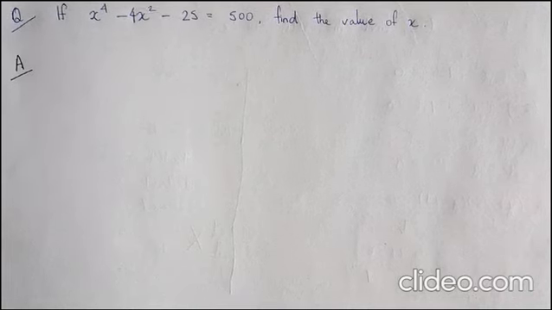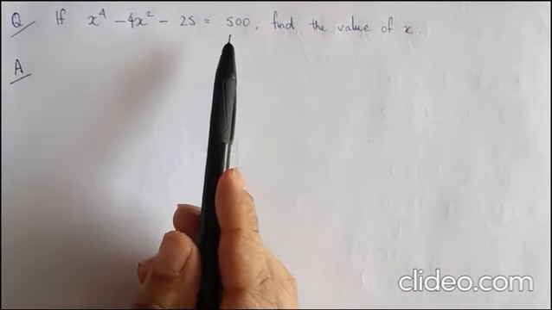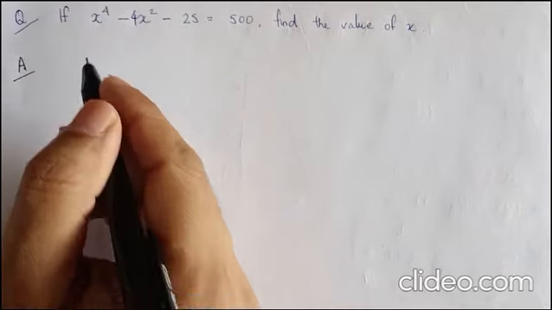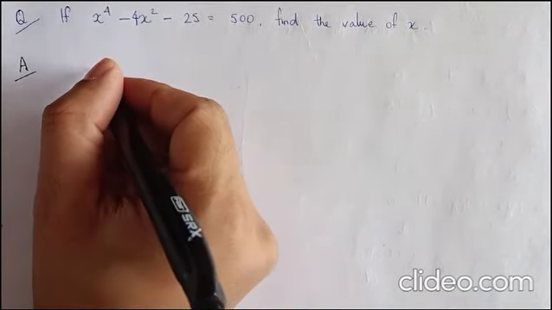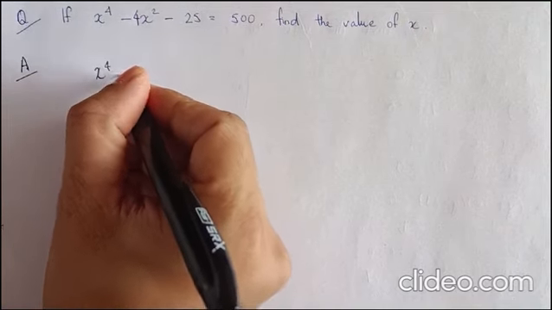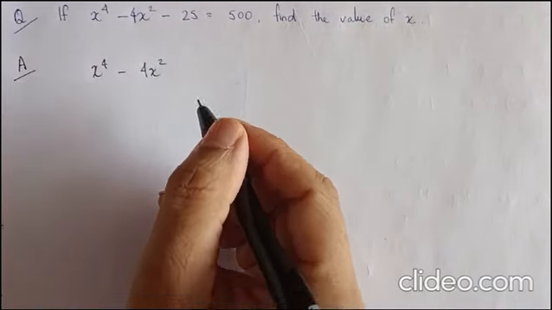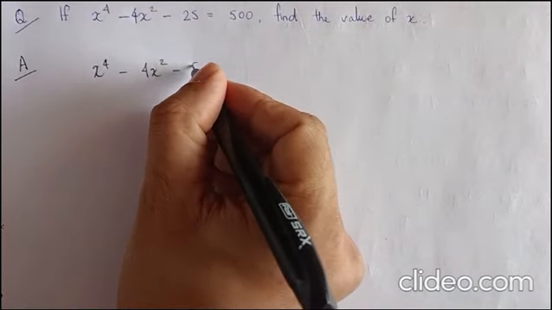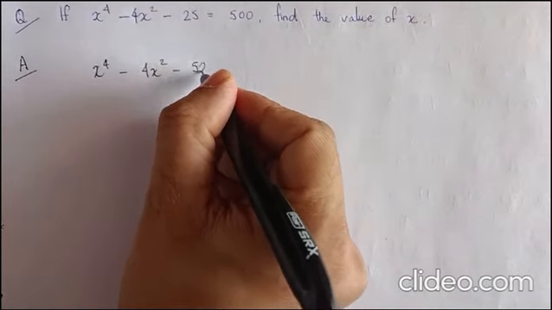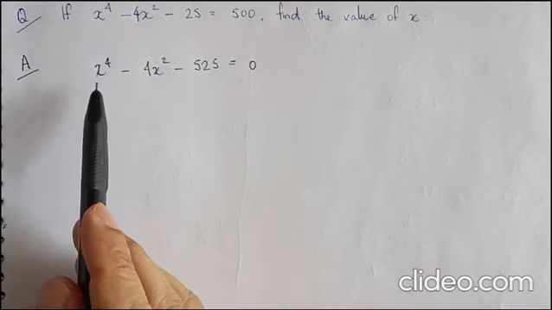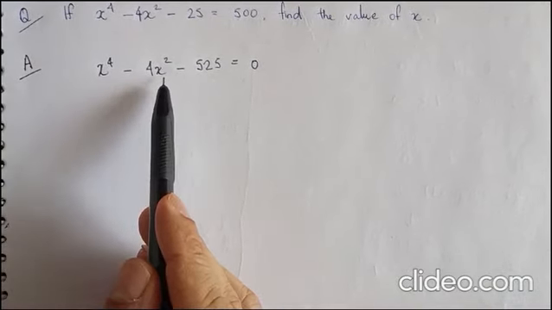Right? So again, our first step here would be to have this 500 brought to the left hand side. So what do we get? We get x to the power of 4 minus 4x squared minus 525 is equal to 0. Again, this looks like a complicated question because we have x to the power of 4 and we have x to the power of 2.